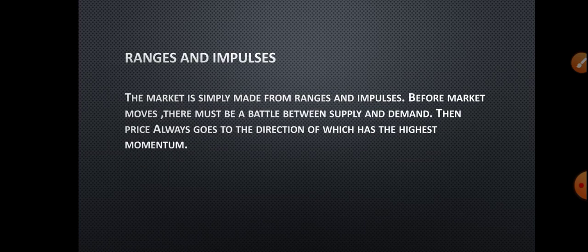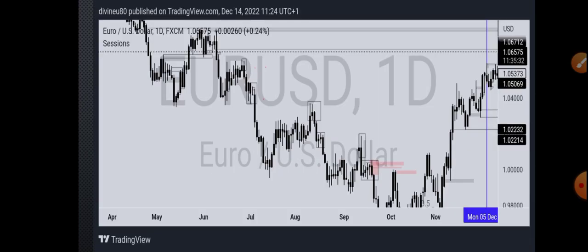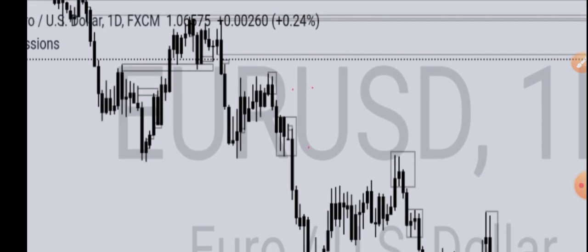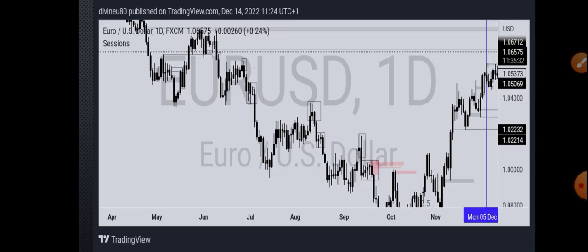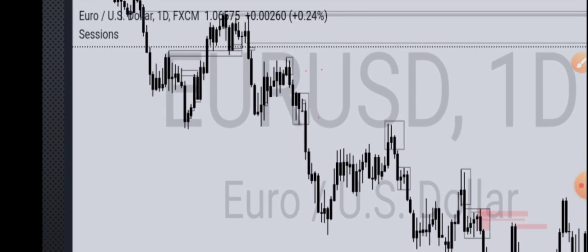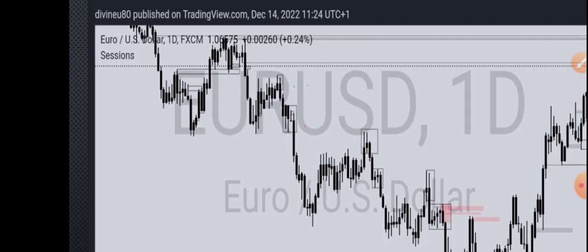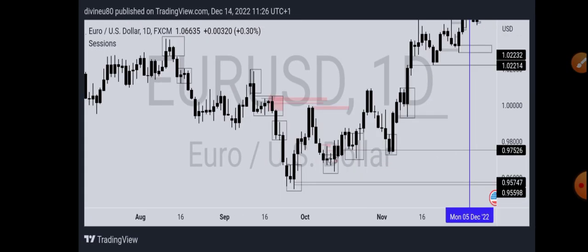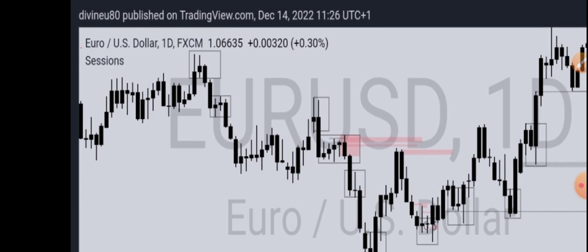So like I said, the market is simply made from ranges and impulses. Before the market moves, there must be a battle between supply and demand. Then the price always goes in the direction of which has the highest momentum, like what I explained. So this is just a simple illustration of ranges in the market.